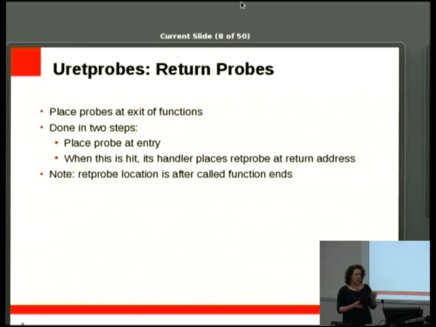The latest in the family was Uretprobes. That is basically a way of placing probes at the exit of functions in userspace code. And it is done in two steps. You place a probe at the entry of the function. When you reach the entry of the function, only then you actually go in and insert the probe at the return, which would be actually the return location in the caller.